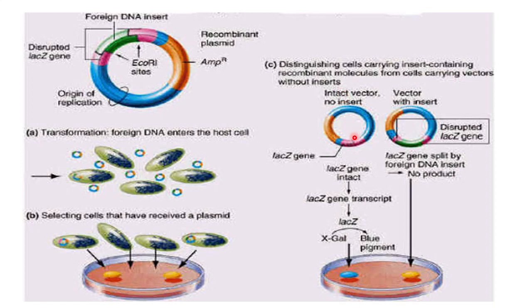If they are giving the blue pigment, blue color, that means the insert was never added. But if they are giving no blue colonies, no blue color, that means the new gene got inserted into the bacteria via the vector. So presence of blue color means the transformation did not take place, and if no blue color, the transformation took place. So this is insertional inactivation.